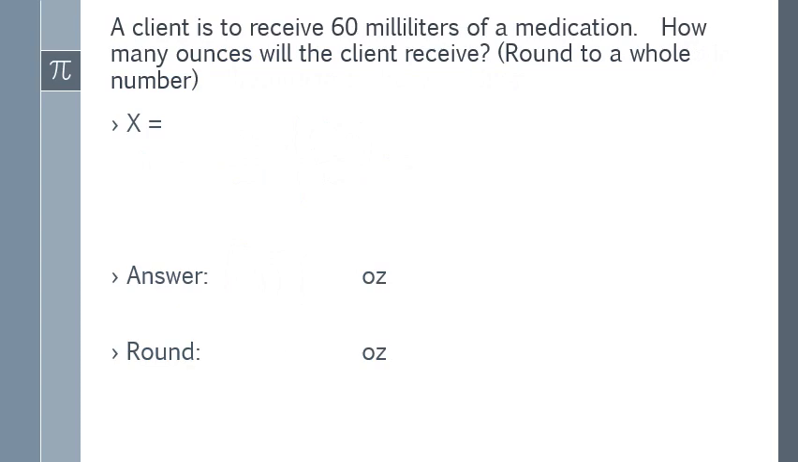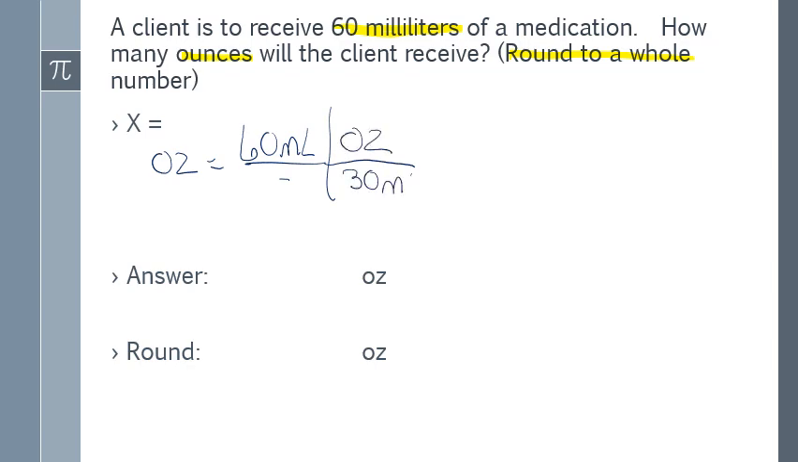So in this problem, we have a client is to receive 60 milliliters of a medication. How many ounces will the client receive? So we know we are solving for ounces. We have to round to the whole number, and the client has been ordered 60 milliliters. So we know we have 60 mLs. And we know we need ounces on the top. So there are 30 milliliters per ounce.